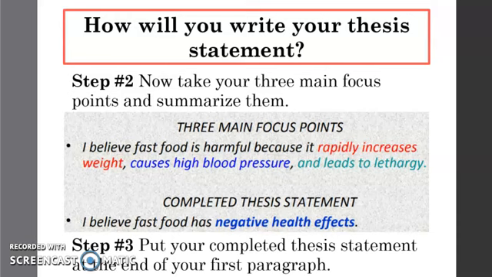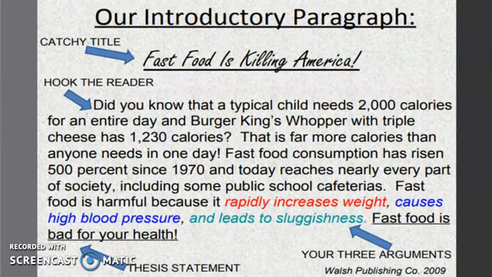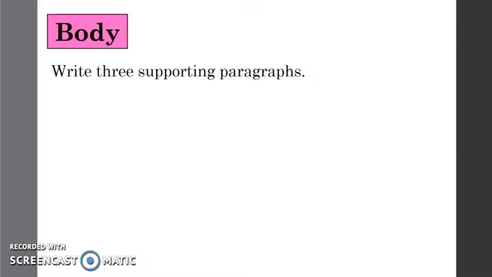And the last thing that you will do is put your completed thesis statement at the end of your first paragraph. And this is how it looks like. Your introductory paragraph: you have the catchy title, your hook, the first sentence, and then your 3 focus points, and summarize the 3, and you will put that on the last sentence of your introductory paragraph. Okay, so that's how you will write your introductory paragraph. Now that we know how to write an introductory paragraph, let's proceed to the body. How will you do that?